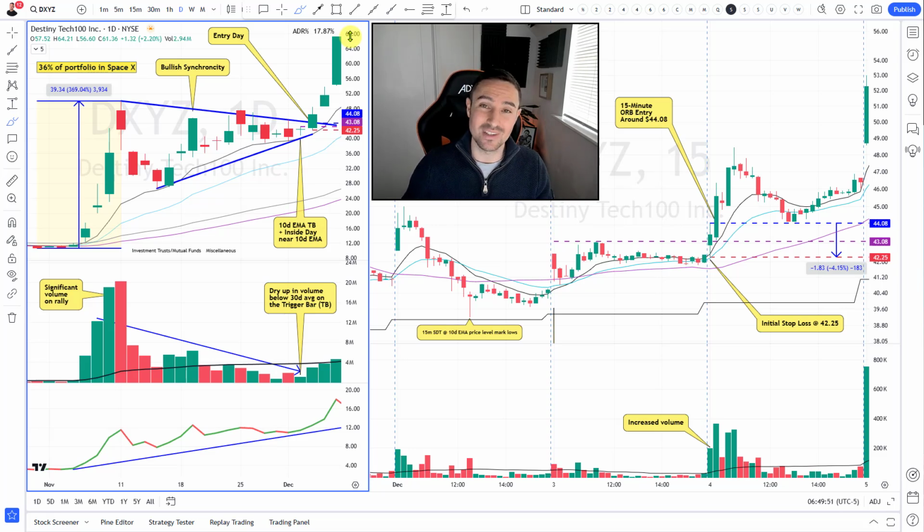This is a quick stock. This is a momentum leader stock. Some of you may be familiar with that terminology. Okay, a momentum leader. DXYZ is a momentum leader.